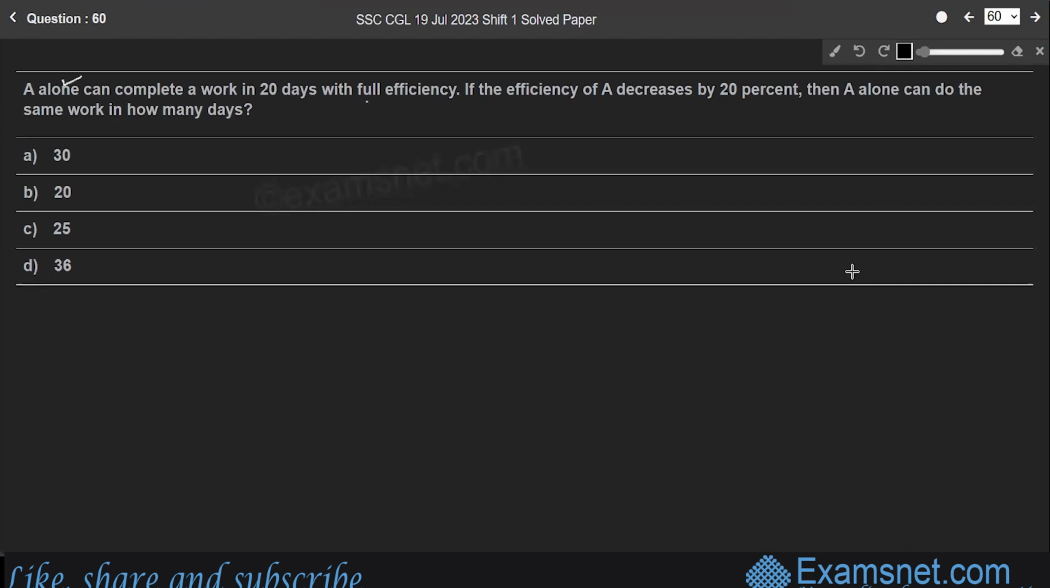Question 60. A alone can complete a work in 20 days with full efficiency. If the efficiency of A decreases by 20%, then A alone can do the same work in how many days? Here, students, we are using the simple concept of work, which is equal to efficiency into time. Right? So let X be the efficiency of A.